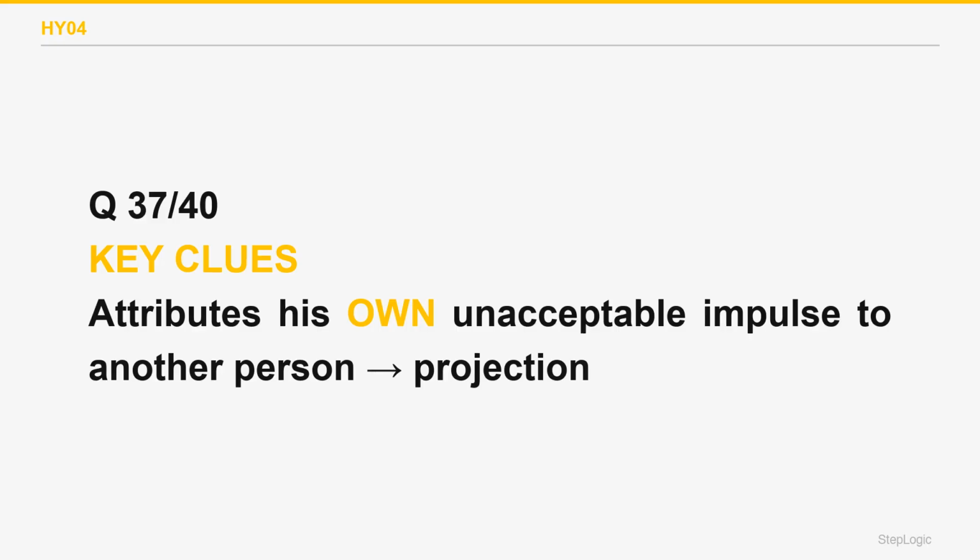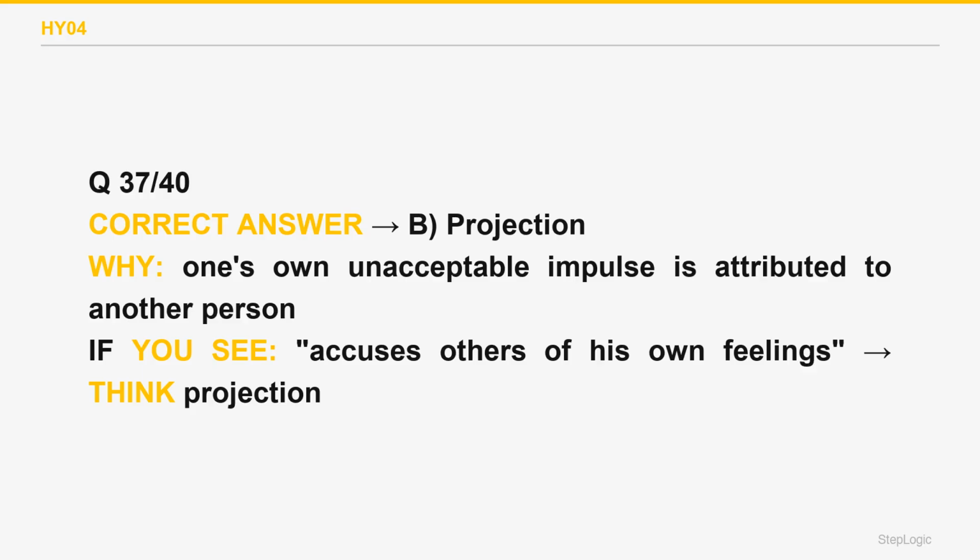Projection is attributing one's own unacceptable feelings or impulses to someone else. Unable to accept his own attraction, the man assigns unfaithfulness to his wife instead. The hallmark is taking an internal, forbidden feeling and seeing it in another person, which relieves the anxiety of owning it. The correct answer is B.